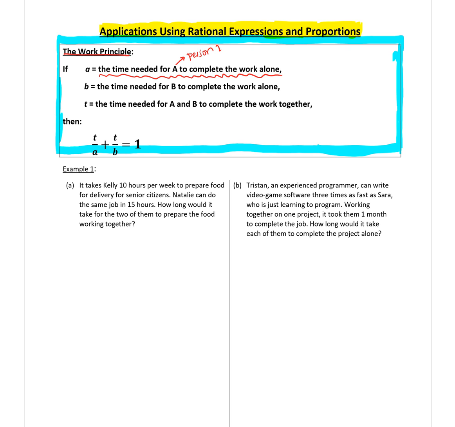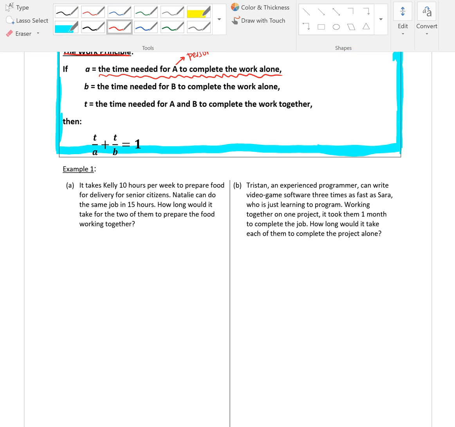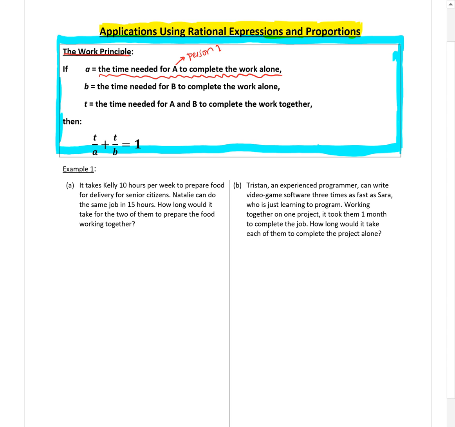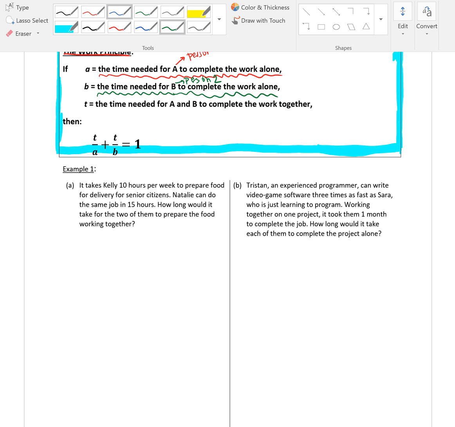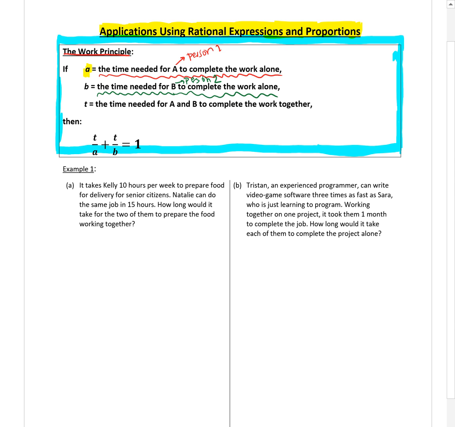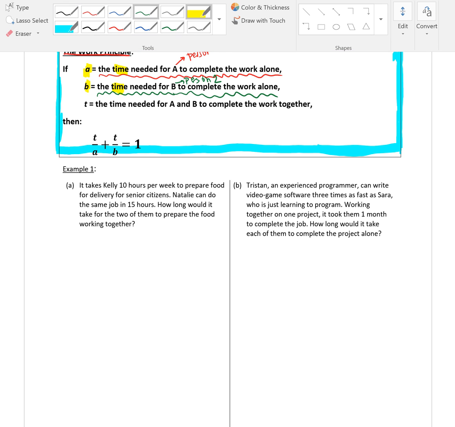Anyway, think of capital A as a person, or an object, that's doing some kind of job. So lowercase a is the time needed for the first person to complete the work alone. And similarly, lowercase b is the time needed for capital B, let's think of that as person 2, to complete the work alone. It's kind of confusing because lowercase a and lowercase b are times. Keep that in mind: a is time and b is time. They're the individual times of the people that would work together.